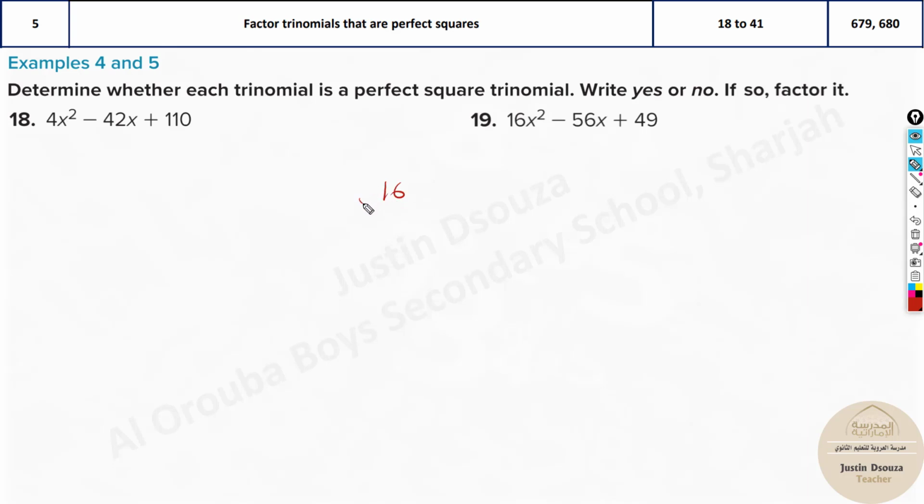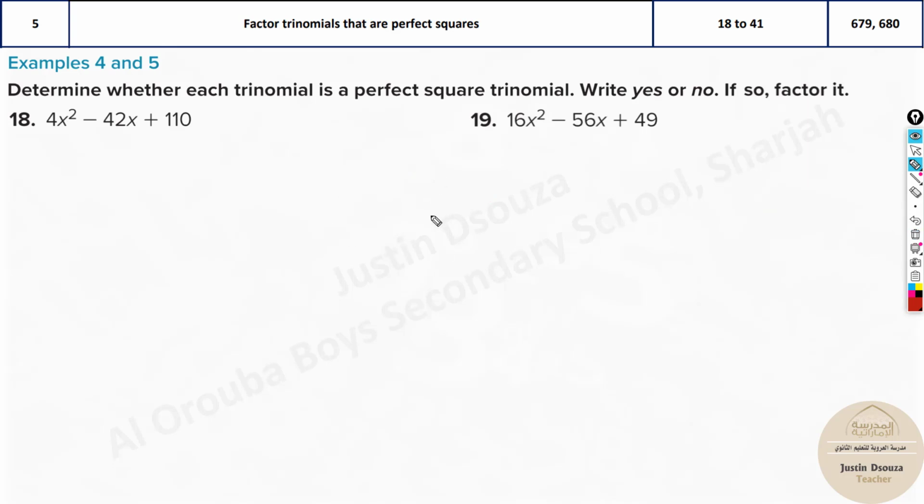16. You can take the square root, 4. This is a perfect square. 25 is a perfect square. 9, 4, and it keeps on going. 36, 49, 64, and you get the picture, right? All the square roots are available. It's either plus or minus 4. Over here it's plus or minus 5, and so on.